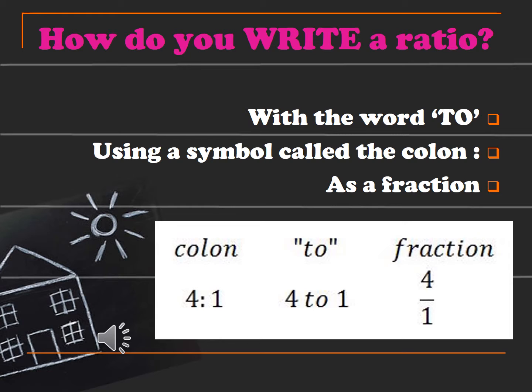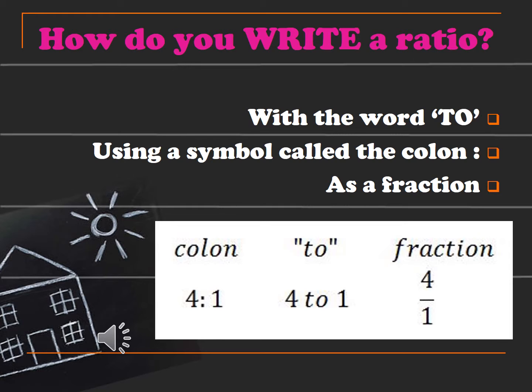We also learned that there are 3 ways to write a ratio. The first way to write a ratio is the word to. The second way to write a ratio is to use a symbol called the colon. And the third way to write a ratio is to write it as a fraction.